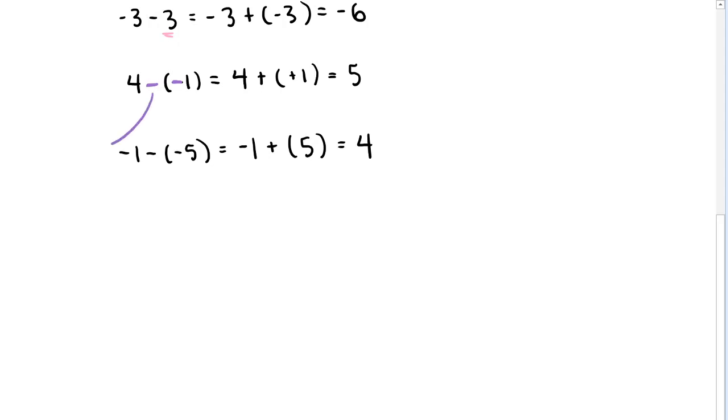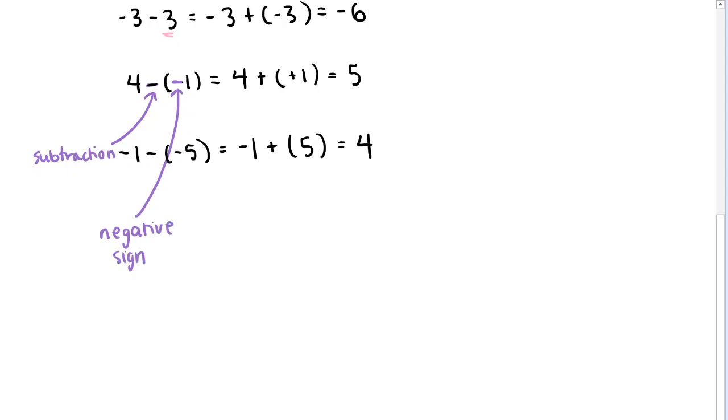So here, this sign is an operation. This is a subtraction sign. This is telling us to subtract two numbers. This is a very different meaning. It's not telling us to subtract anything. It's telling us what kind of number this is. So this is a negative sign. This is a negative number, negative 1. And these have two different meanings.